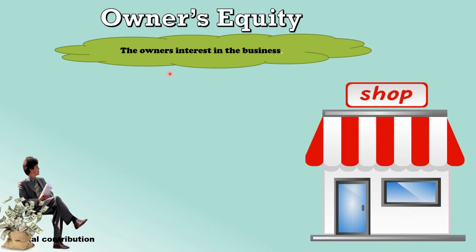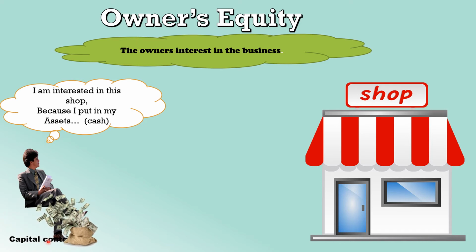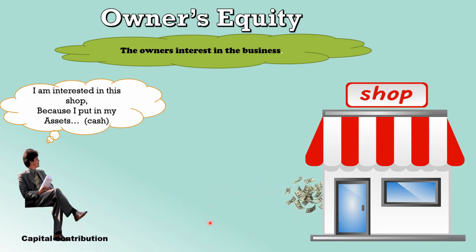Then owner's equity, on the other hand, is the owner's interest in the business. So why would this man be interested in this shop? I am interested in this shop because I put in my assets, my cash. So the owner has made a contribution to the business, his cash, which is called capital contribution. He is interested in this business because he made a contribution to it. Owner's equity is the owner's interest in the business.